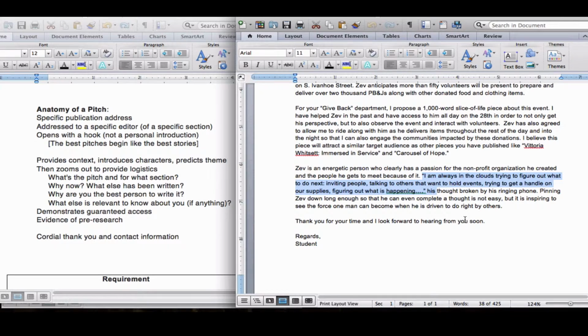Finally, there's the thank you, and I look forward to hearing from you. This doesn't include contact information. Presumably, if you send via email, your email address is there, but it never hurts to provide a phone number or more explicit contact information.